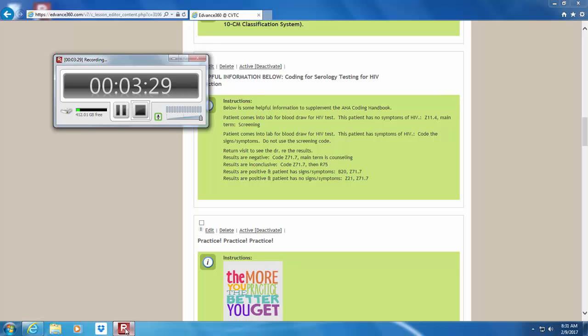I would suggest that you make your own notes as to what is coded. Now, it says the results are positive and the patient has signs and symptoms. The first code is going to be the B20, indicating the patient has an HIV infection, and then you would have your Z code for the counseling when they're coming in for that visit.